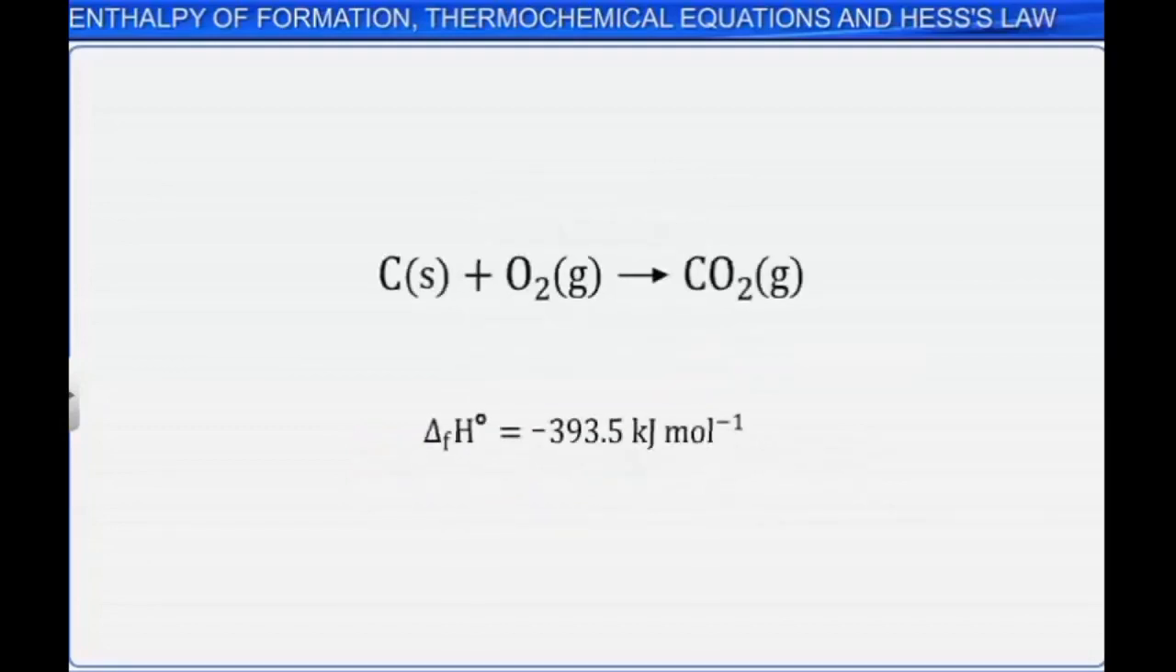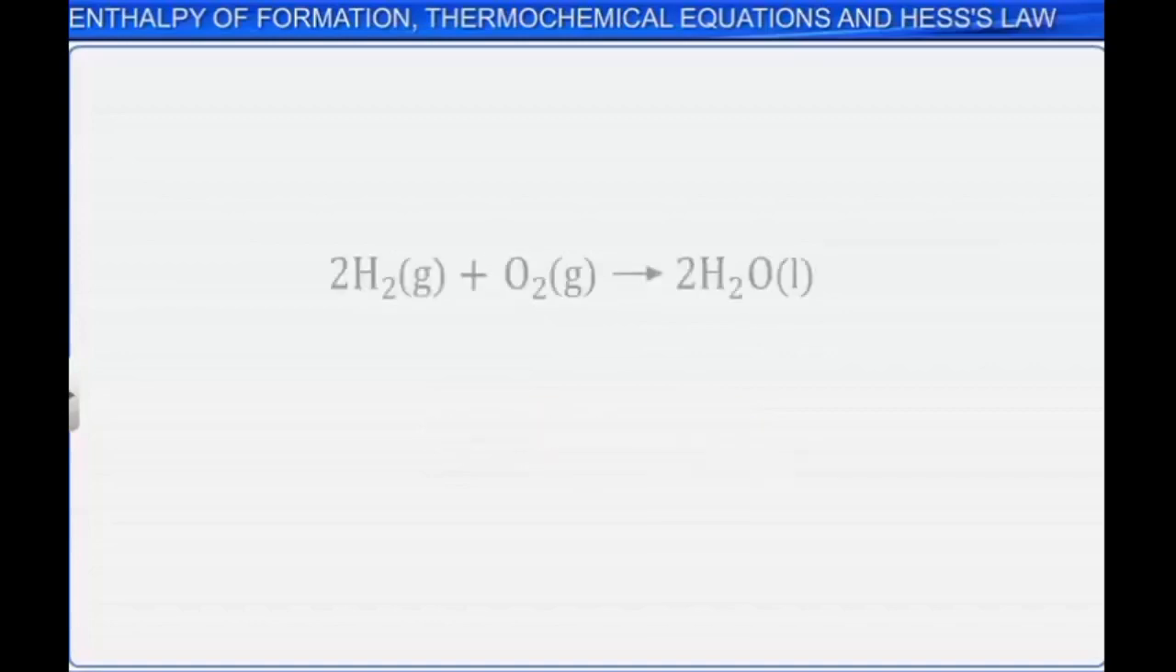For example, when carbon and oxygen in their elemental states react to form 1 mole of carbon dioxide, 393.5 kilojoules of heat is produced. Hence, we can say that the standard enthalpy of formation of gaseous carbon dioxide is minus 393.5 kilojoules per mole.